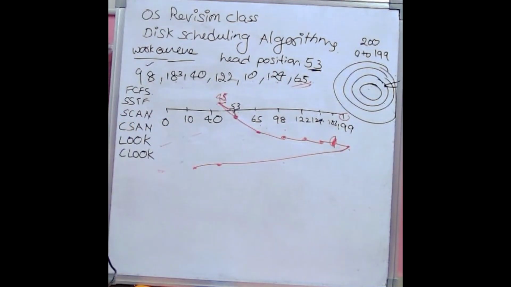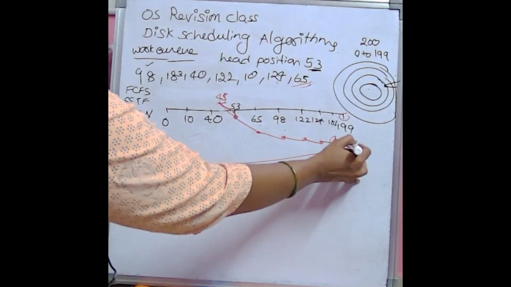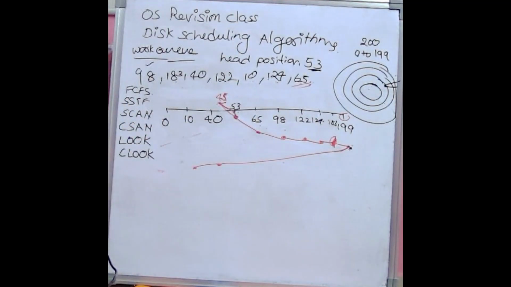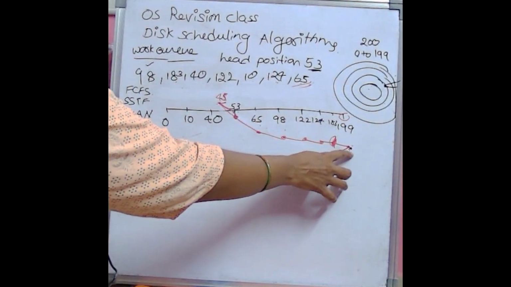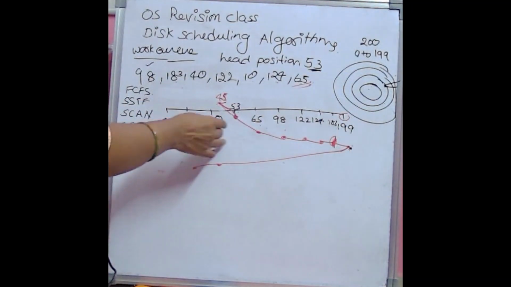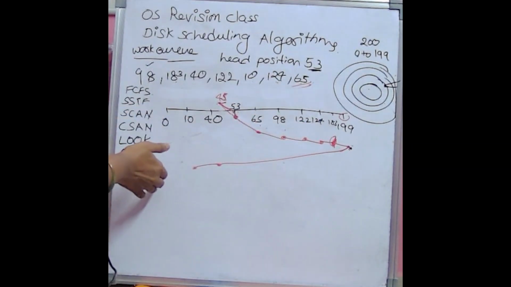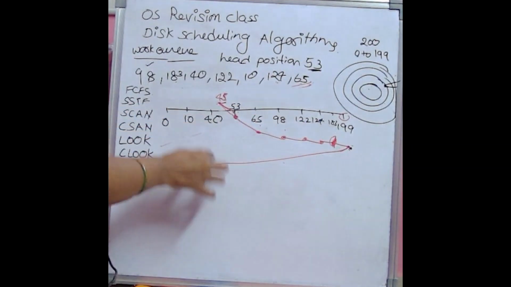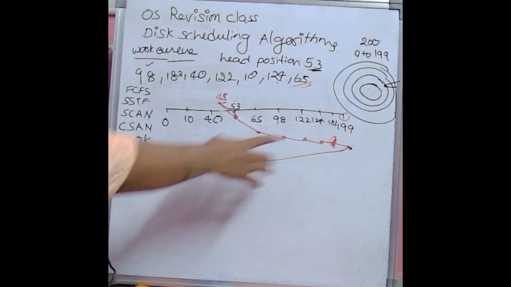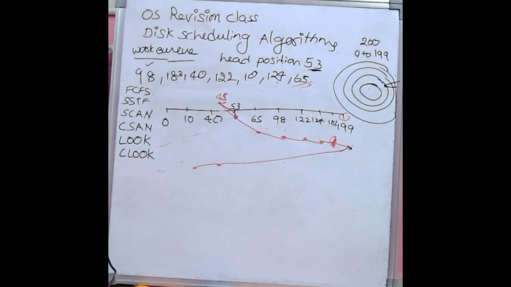But according to the SCAN or elevator algorithm, it needs to move till the end and then start in the reverse direction. That's why it will reach the end, 199, and start in the reverse direction for the remaining requests. What is on the way? On the way it is 40, and after that 10. So it satisfies all the requests.